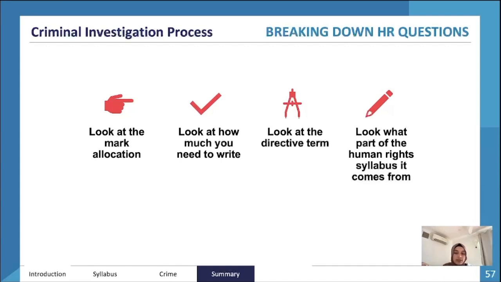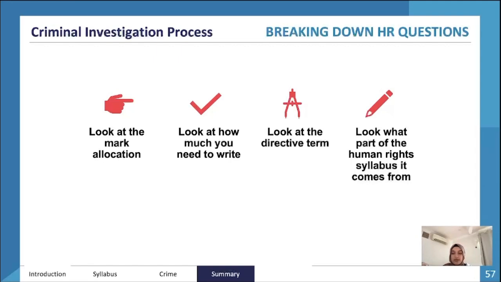Look at the directive term. So what's the HSC verb at hand? If you do a quick Google search and go into the NESA website, you can find a glossary of all the HSC verbs. I would highly recommend reading through those, highlighting the ones that you see most often in your past papers, and being able to understand how to answer those. That's a really, really big tip that I would give everybody. It will take maybe half an hour to do, or less than half an hour, but it will help you out tremendously, as it did for me.